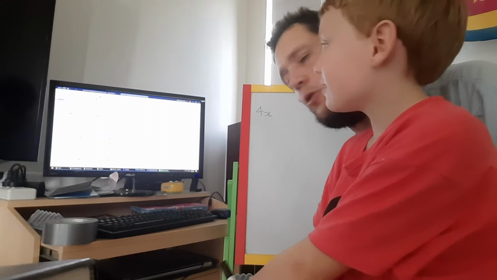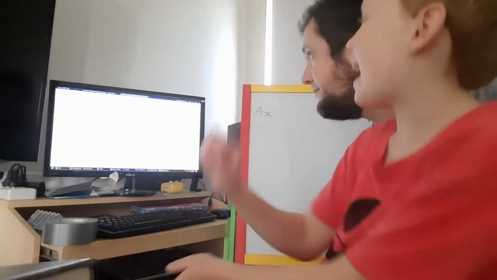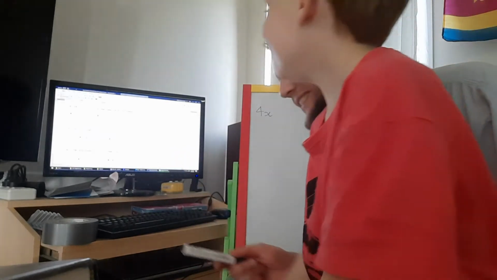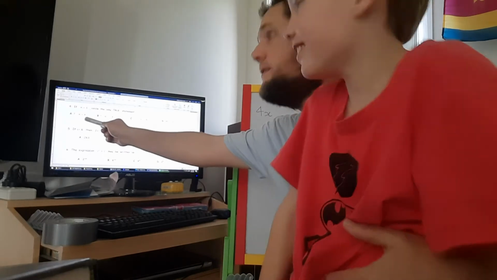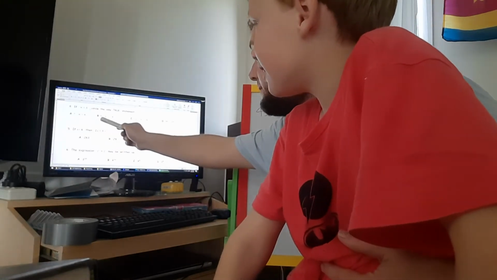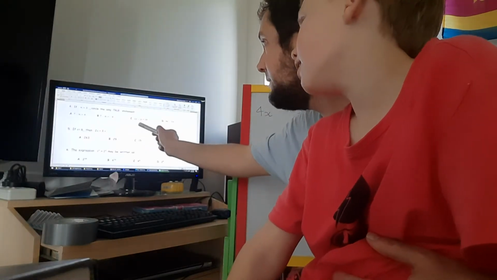And question 4. If n is equal to 3, which one's true? Which one? It is A. Because 7 take away 3 is 4. All the rest are wrong because 7 take away 3 is not negative 4.